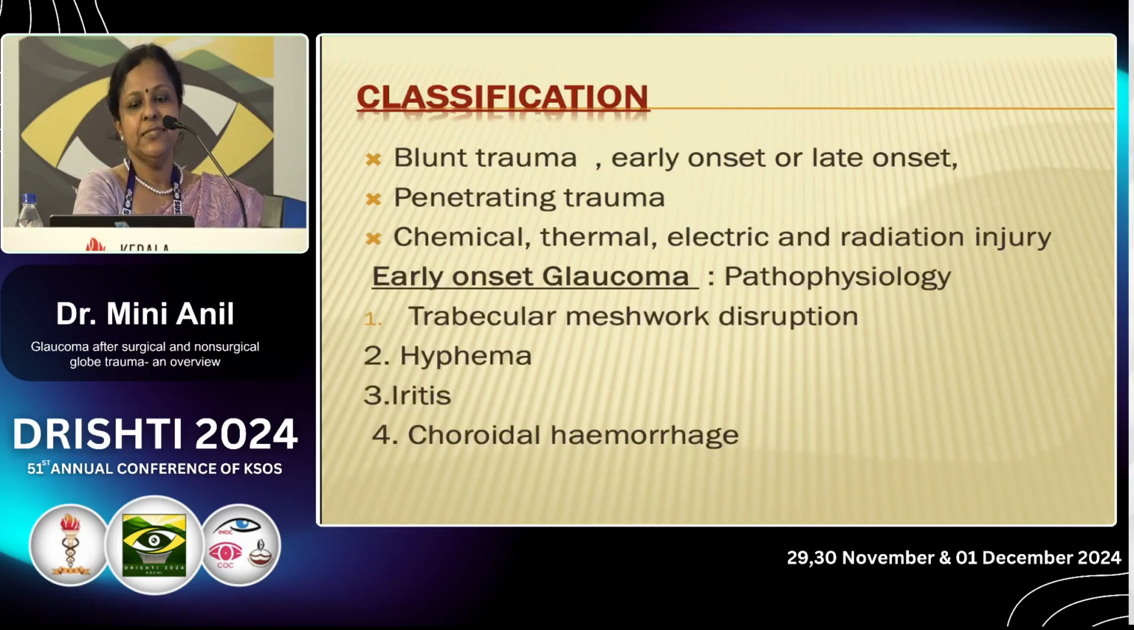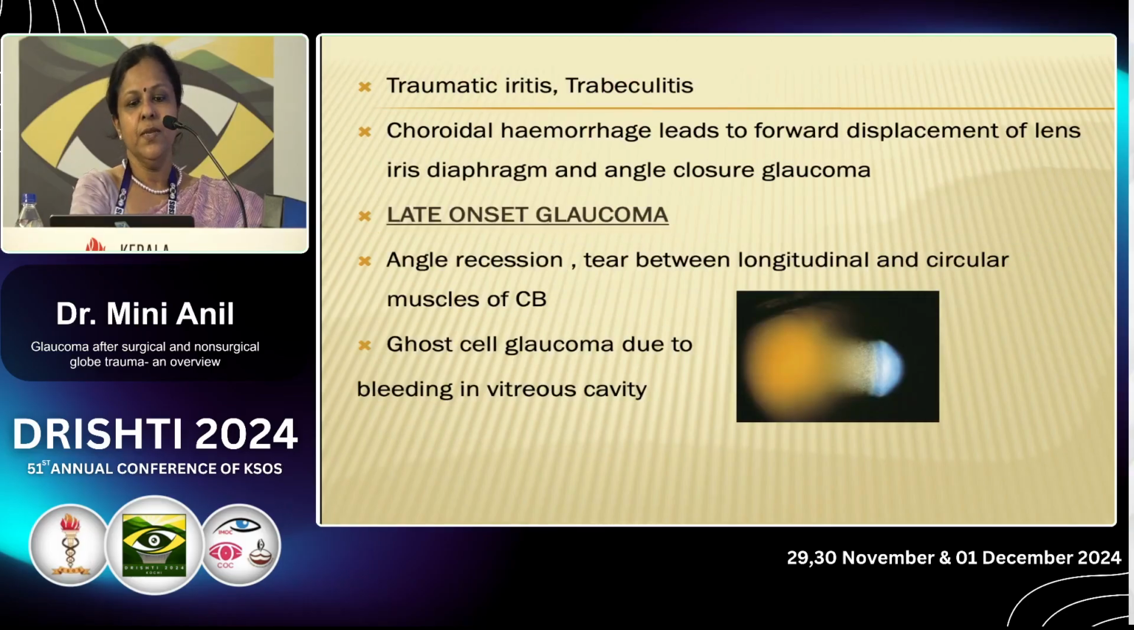Now coming to the classification, blunt trauma can be of early onset or late onset. Then penetrating trauma, chemical, thermal, electric and radiation injury. In early onset glaucoma, the pathophysiology can be either trabecular meshwork disruption, hyphema, iritis or choroidal hemorrhage. Traumatic iritis, trabeculitis. The choroidal hemorrhage leads to forward displacement of the lens-iris diaphragm and angle closure glaucoma.